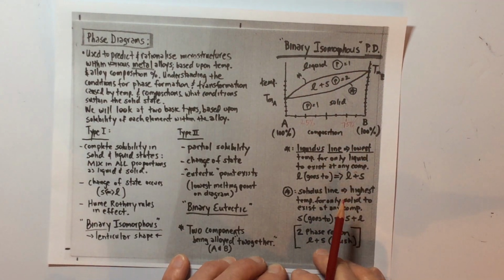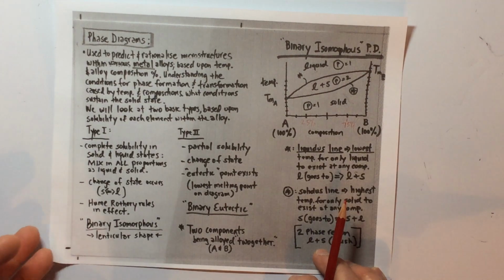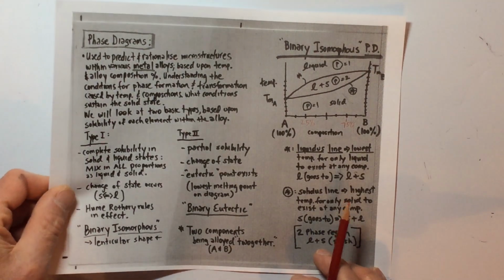Okay, so what we're going to do now is draw another binary isomorphous diagram and begin to analyze some things here for you. So let me draw the diagram and we'll begin the analysis procedure after another swig of coffee. Normal routine.